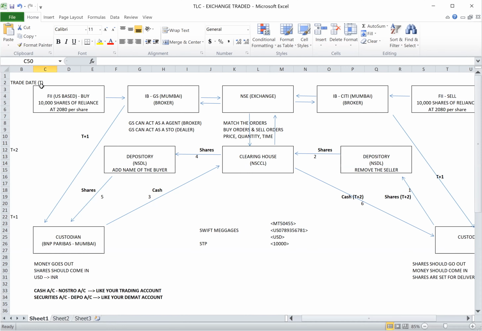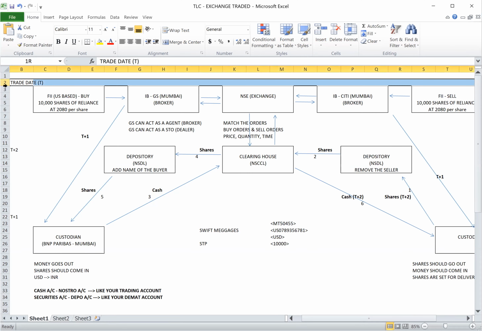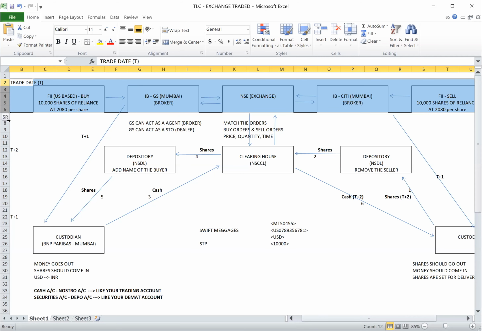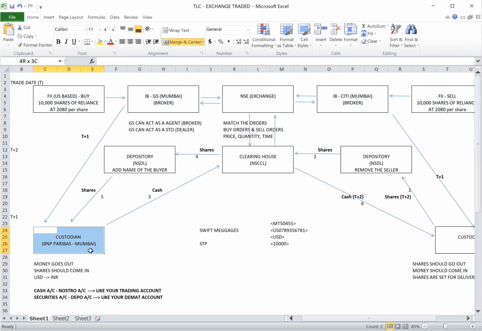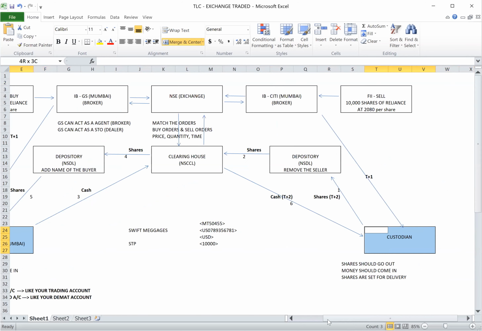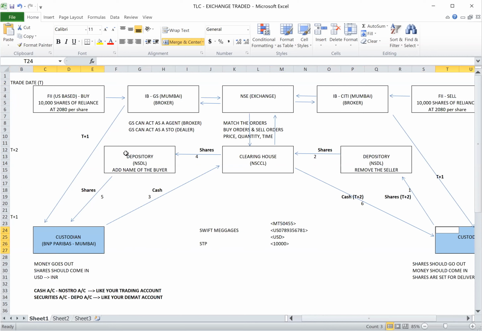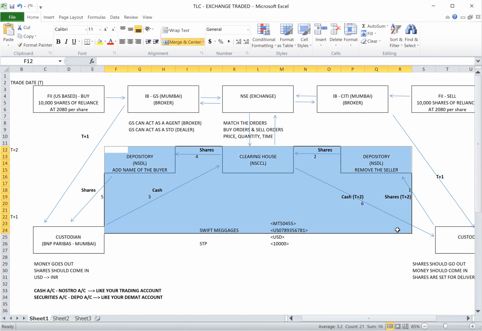Okay, so coming back to our topic, what happens on trade date? This happens on trade date. What happens on T+1? The information goes to the custodian. Custodian gets ready to deliver the cash or the securities. Only this happens on T+1. What happens on T+2? All this exchange of cash and shares happens on T+2. That's why it takes 2 days to settle.